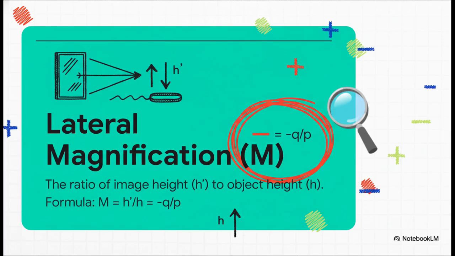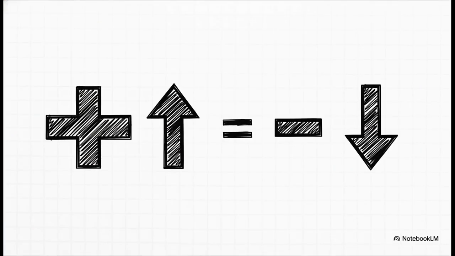It's so important. And what that sign tells you is super straightforward. If you do your calculation and M comes out as a positive number, your image is upright. It's right side up. If M comes out negative, the image is inverted or flipped upside down. So just remember, positive is upright, negative is inverted. That's it. That's the code.